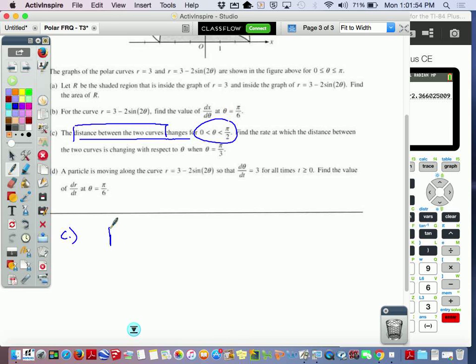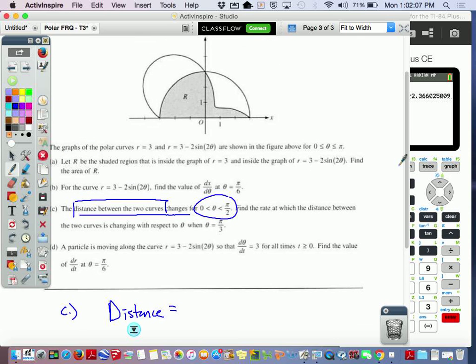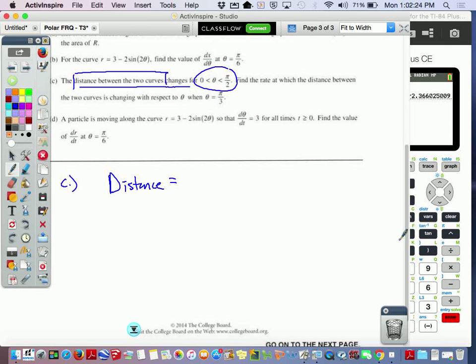In the review notes, I said the distance between two curves would be the difference between them. You'd actually subtract the two curves. Now if I look up on the graph, from 0 to pi over 2, you'll notice that the 3 is further out than this function. So since it's further out, I'm going to do the 3 minus that function that's closer to the origin. So our distance can be represented by the function 3 minus... oh, excuse me, wrong problem. 3 minus 2 sine of 2 theta.